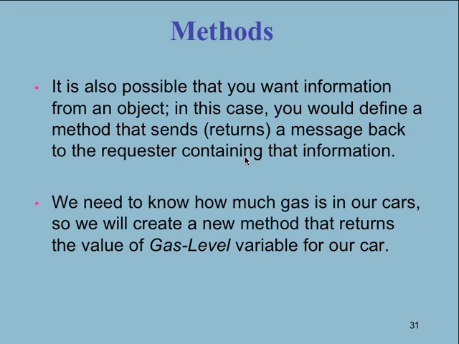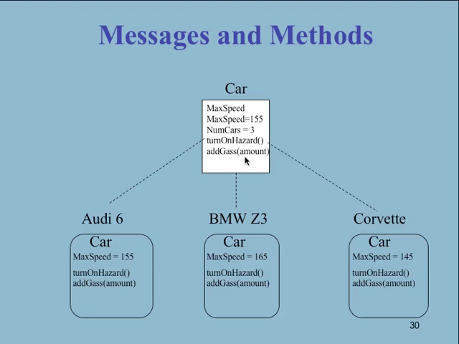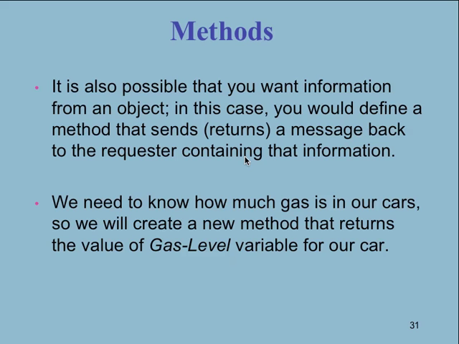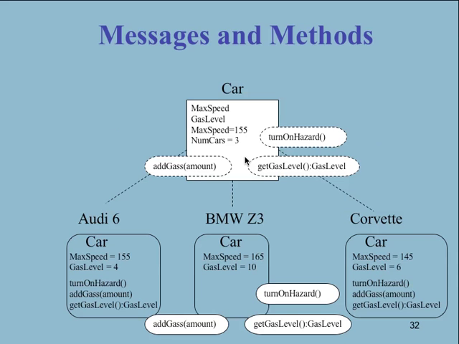In terms of the method, it's also possible, if you want to get information out of it, to return information. This is where we get into the concept of accessors and modifiers. We can access a method. Here we're modifying because we're setting the gas amount. We can also access, get the gas level.